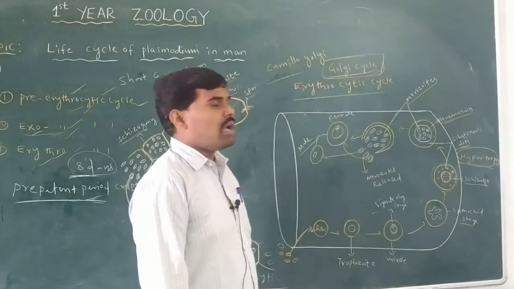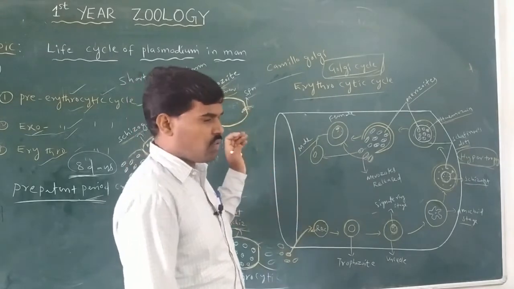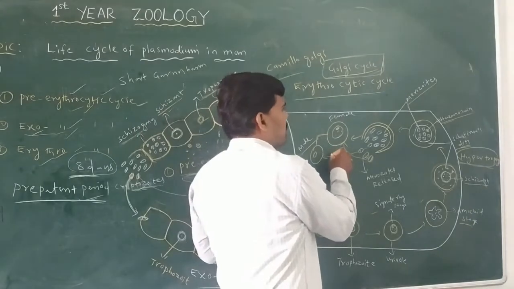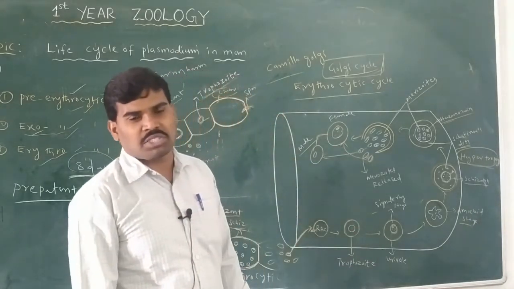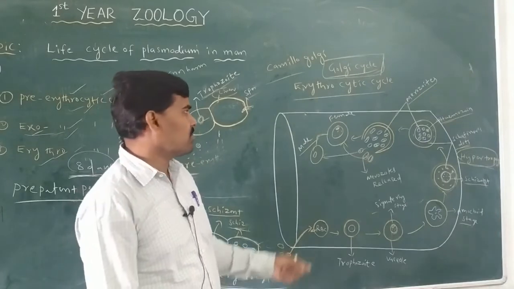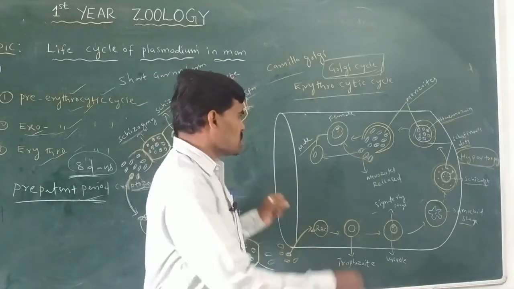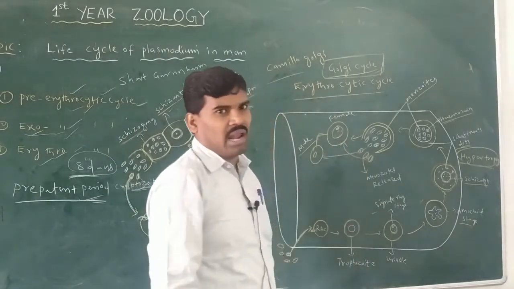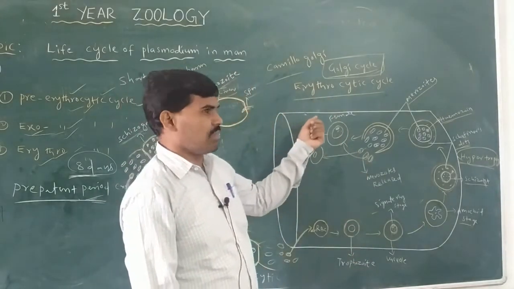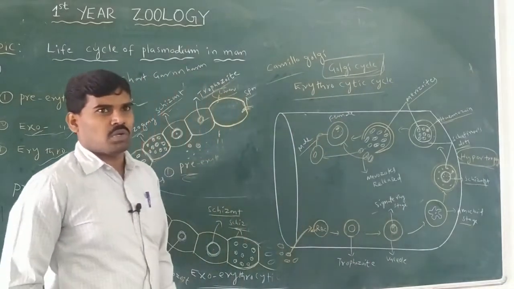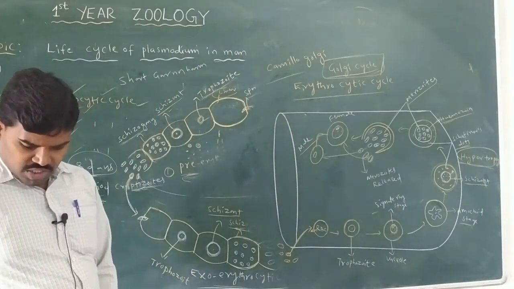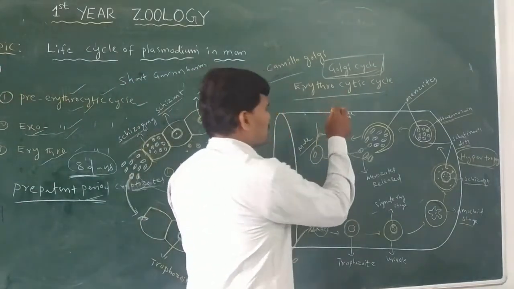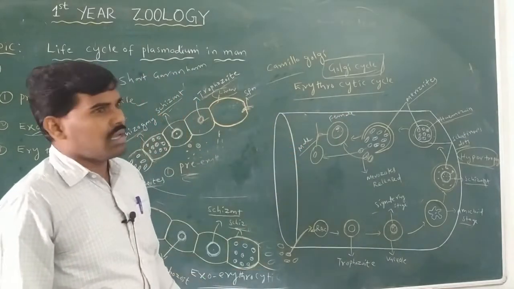Another host is needed, because no other development can occur in human beings. Why? Because the blood pH and temperature are not suitable for the male and female gametes. So they reach the next host, the female Anopheles mosquito.